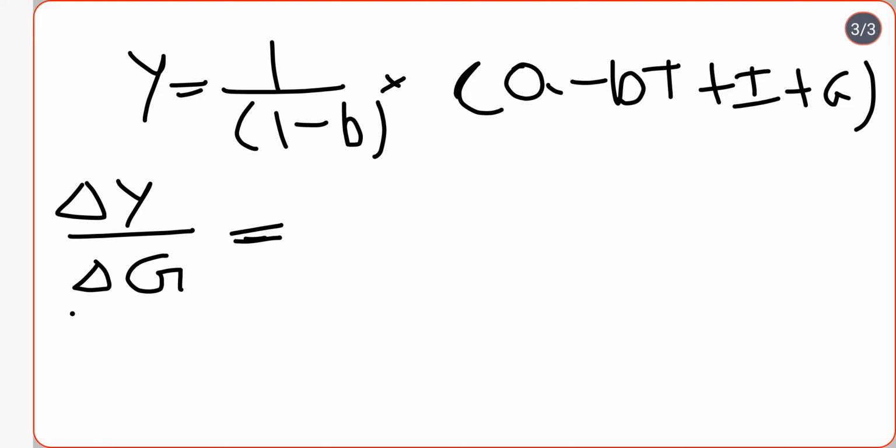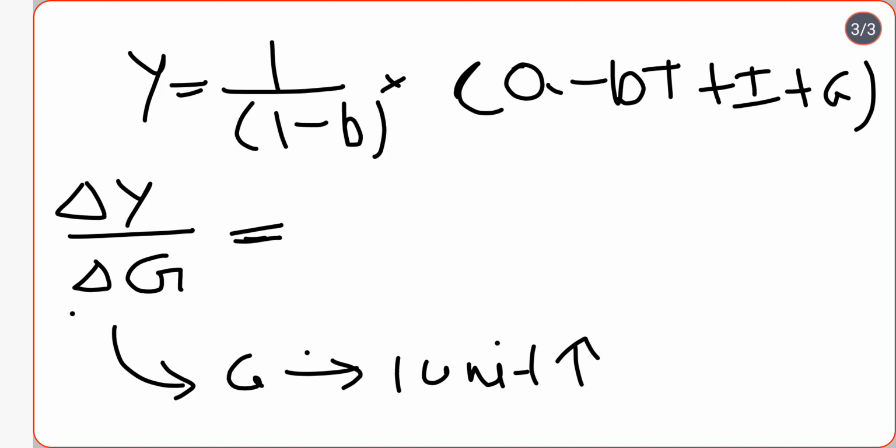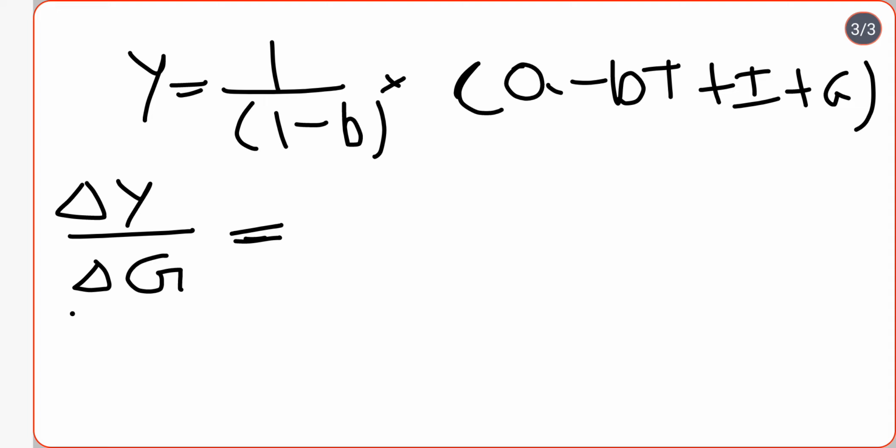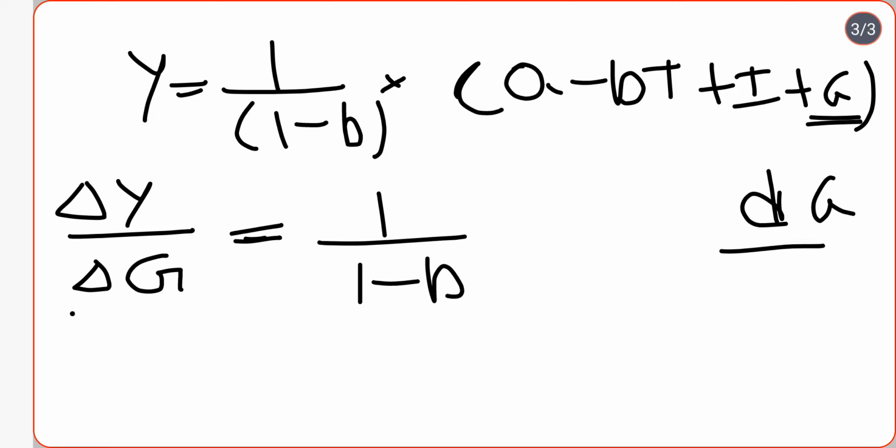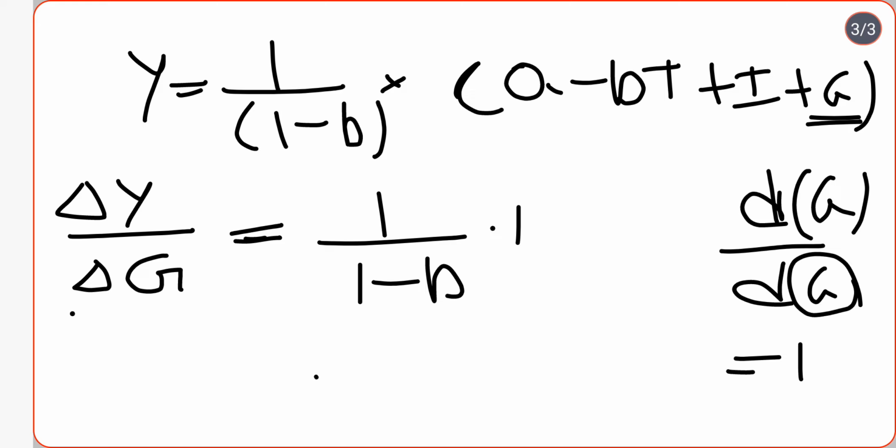If government expenditure or government spending increases by 1 unit, what change will occur in income? So this is the government expenditure multiplier. Now if we take the derivative, only this term will have the derivative, so that will be 1 by 1 minus b, and dG, that means the derivative of government spending with respect to government spending will be equal to 1. So 1 by 1 minus b is our government budget multiplier.